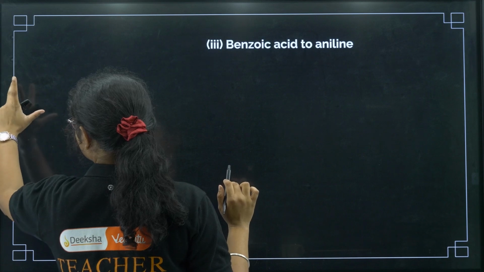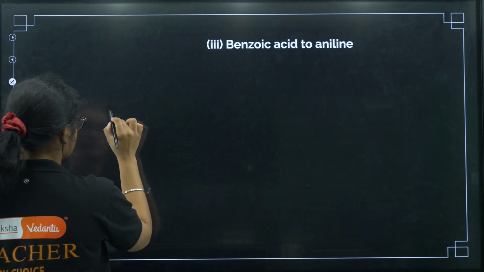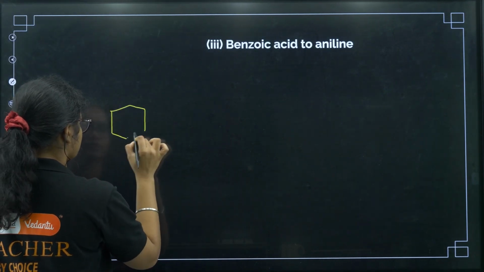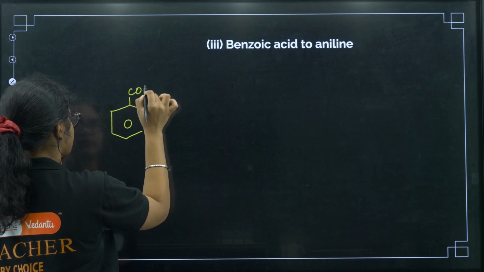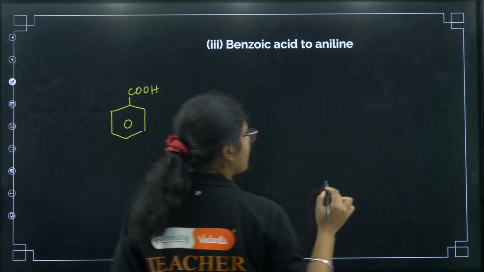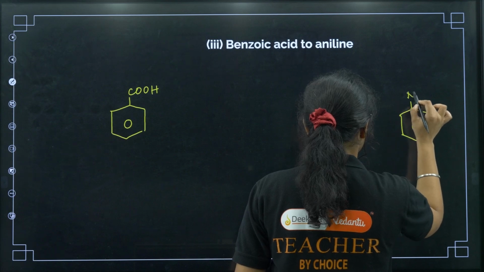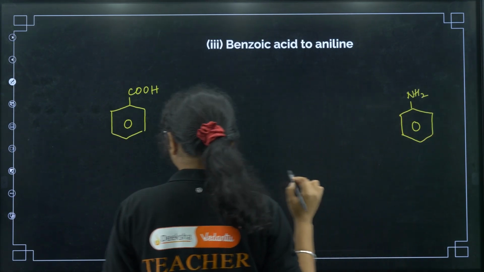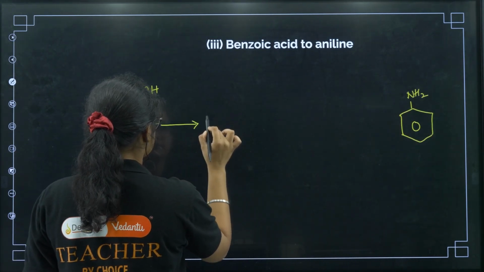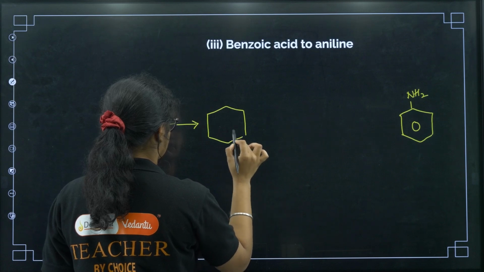Okay, so we will get benzoic acid to aniline. So we have here benzoic acid, and then I want aniline from here. So you can see the number of carbons is reduced, right. So if one carbon is reduced, then definitely it is which reaction? It is your Hofmann bromamide degradation.